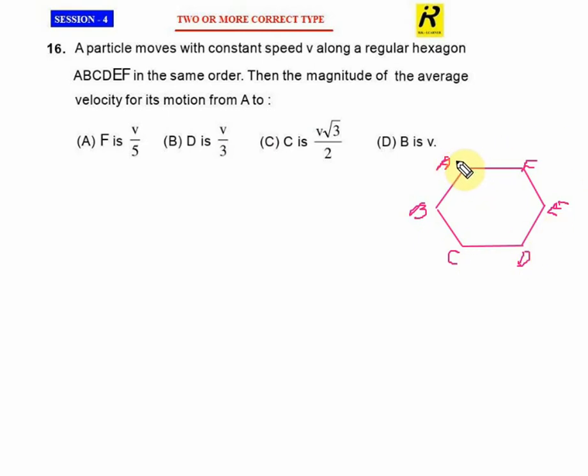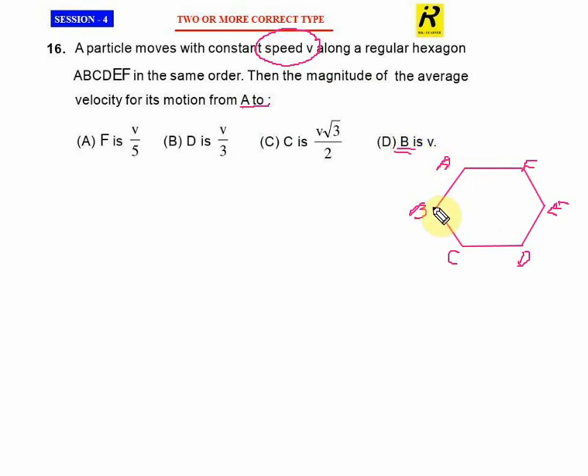In this journey, it is moving with a constant speed v. It is said in the question itself. So the speed is remaining constant for the journey of the particle. So let me take first A to B. So he is saying A to B. So in option D, let me check first option D whether it is correct or wrong.